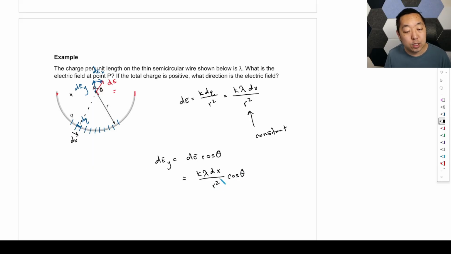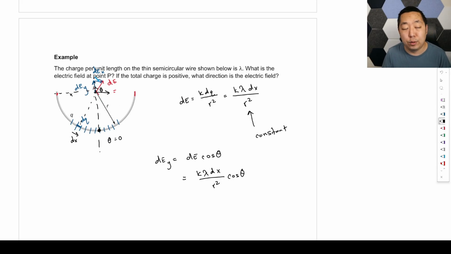Now we would want to integrate this, but unfortunately we have two variables here. One is dx and one is cosine of theta. And that's not going to work because theta is going to be varying a little bit. To be very clear on the way we define theta, at this point down here, theta is equal to 0. And at the point over here, that's my dE field, and this theta is going to be 90 degrees or pi over 2. We'll call this negative pi over 2. It doesn't really matter because that will just change the sign.